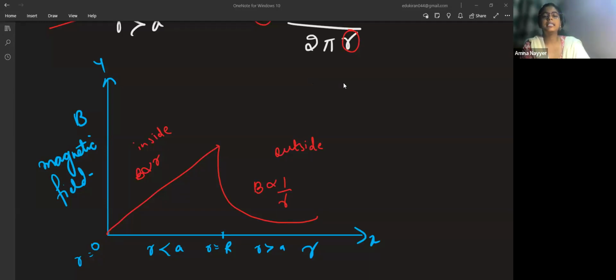Fine. See, Ampere circuital law is over. Now we have certain forces. Till Ampere circuital law, when you use Biot-Savart's law and Ampere circuital law, in both the laws you're trying to find out the magnetic field only, right? Now we'll find out the forces.